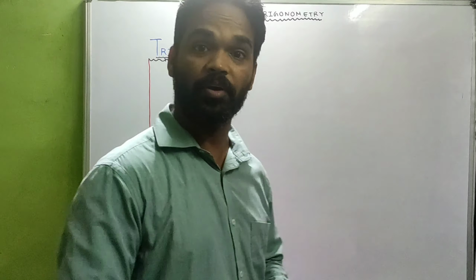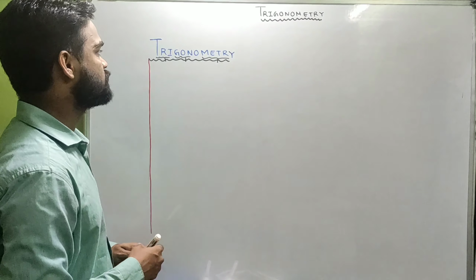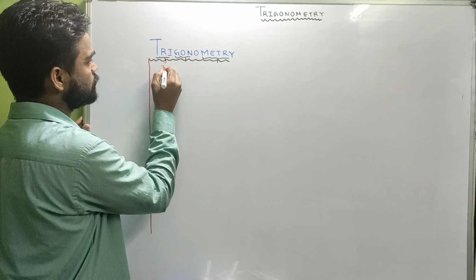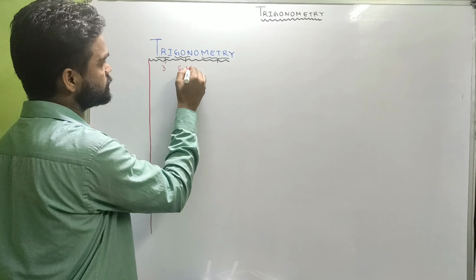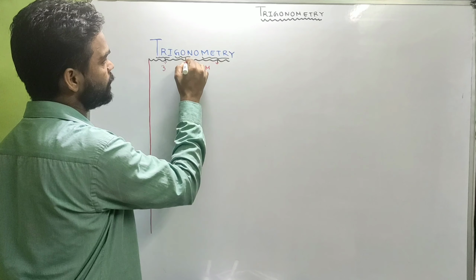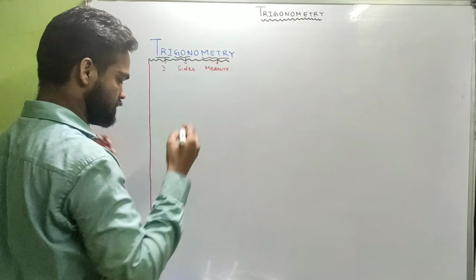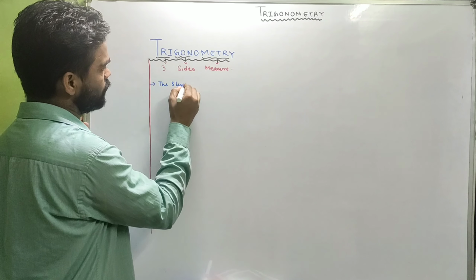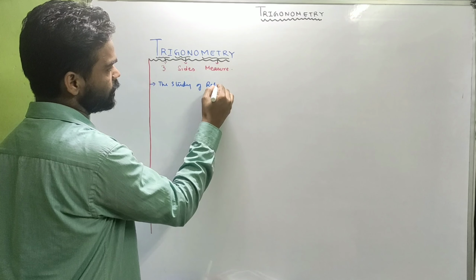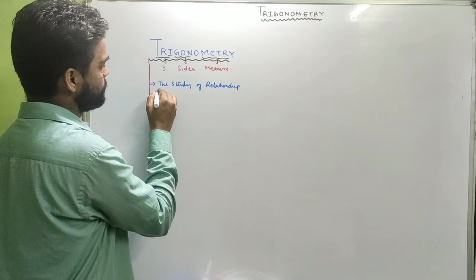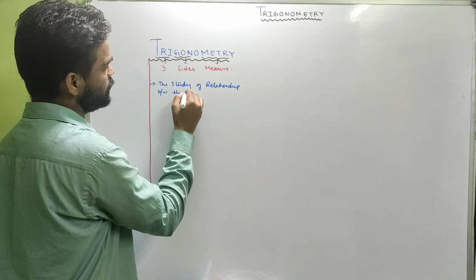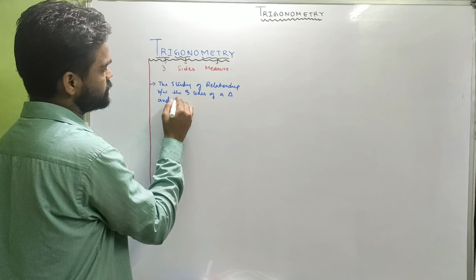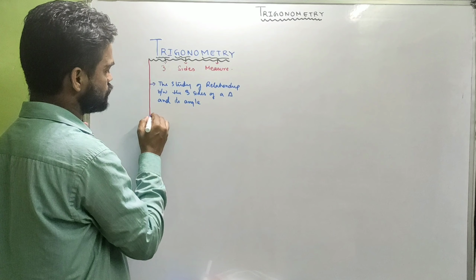Hi class, today our topic of discussion is trigonometry. As you can see, I have divided the entire word into three parts. Tri means three, gon means sides, and metron means measure. So I can say, what is trigonometry? The study of relationship between the three sides of a triangle and its angle is known as trigonometry.